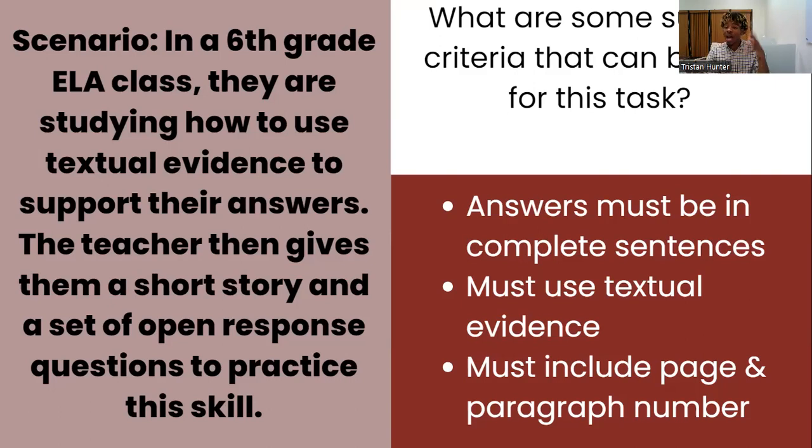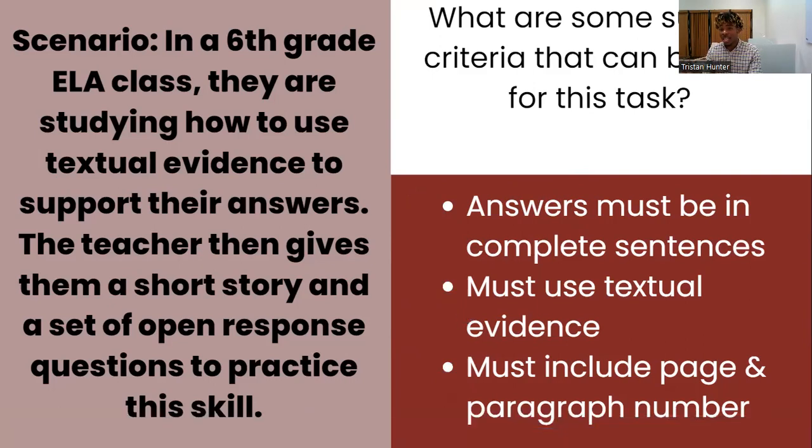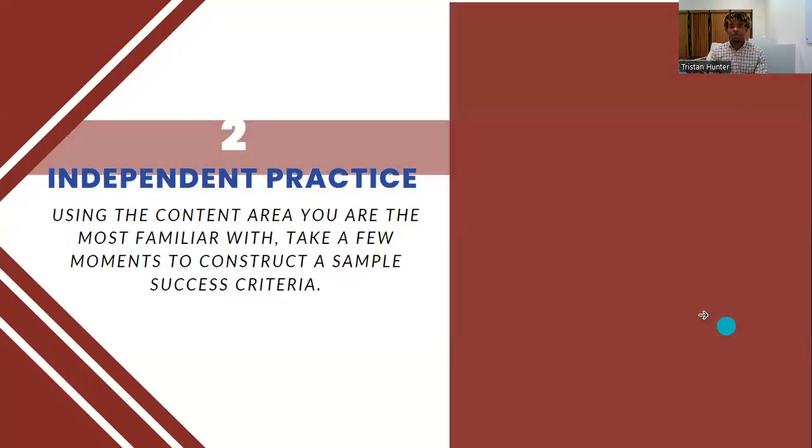And you might be wondering, well, Tristan, why did you do this? Because I'm relating this right back to the thing that they're studying. So remember, they're studying textual evidence. So it's important that whatever task I'm asking them to do is going to allow them to demonstrate that they either understand how textual evidence works or they've mastered the skill of being able to cite textual evidence. So through my success criteria, I wanted to make sure they focus mostly on that idea of textual evidence. So these last two in particular, where I'm using textual evidence, and then I'm also including a page and a paragraph number.